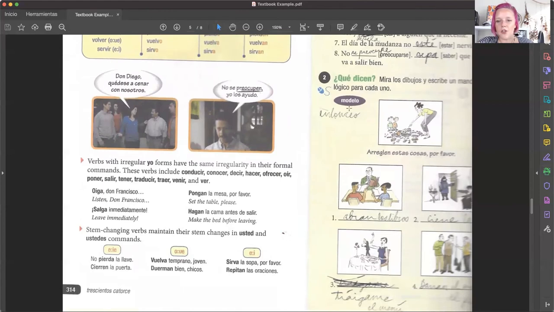Okay, I wanted to show you this activity because I think it's amazing. We're running out of time, so I'm just going to go right into this one and show you. It didn't scan very well, but you can kind of see it here. All right, ready? Okay, listen. It says, what are they saying? Look at the pictures and write a correct command for each one.